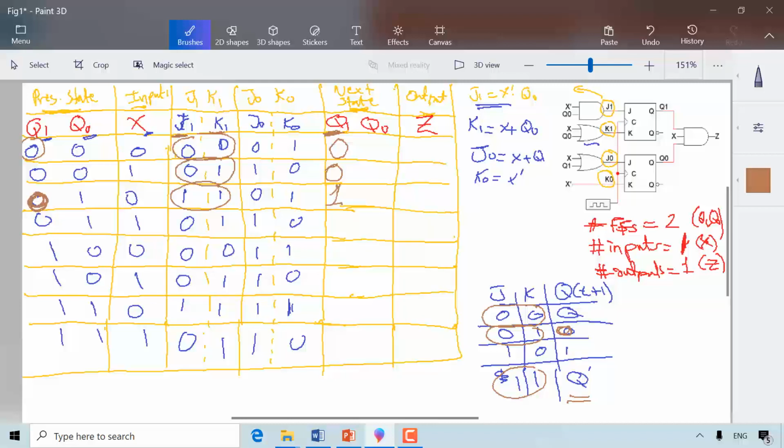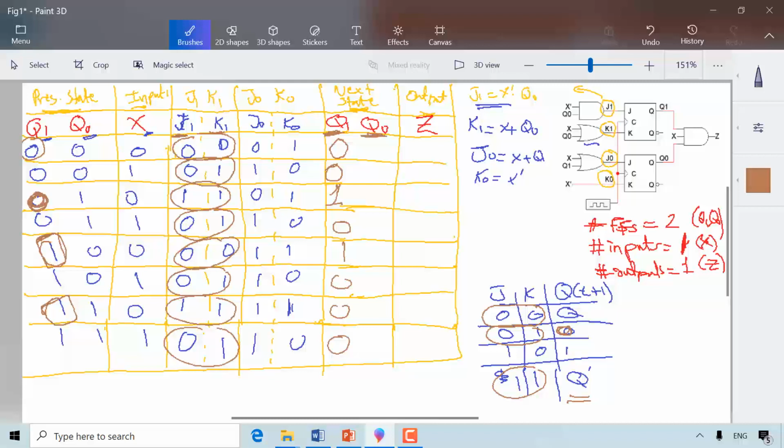How about when J1 and K1 equals 0, 0? It is the same as the present state, which is here equals 1, 1. And then 1, 1 means invert the present state, which is here, 1 becomes 0. And 0, 1 puts the next state to 0.